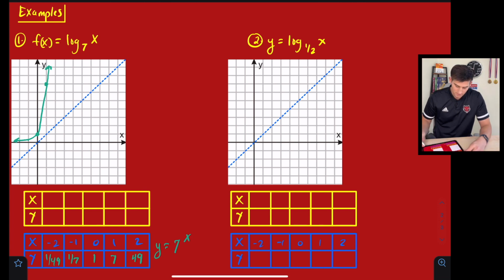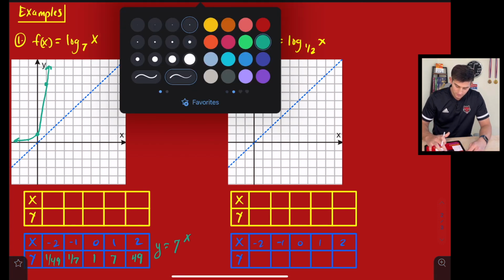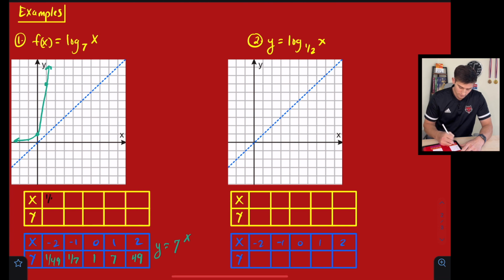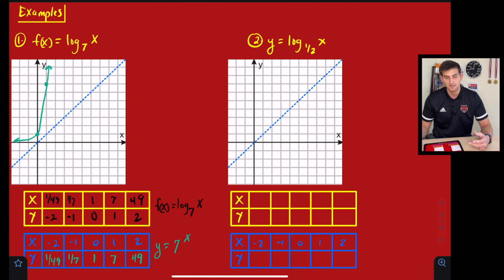Now all we need to do is take our x and y values and just switch them. So for -2 comma 1/49, this would be 1 over 49 comma -2, because this is going to represent my log function, f of x equals log base 7 of x. So now we would have 1 over 7 comma -1, 1 comma 0, 7 comma 1, and 49 comma 2. Let's plot those and see how this graph has been reflected from the exponential over the line y equals x.